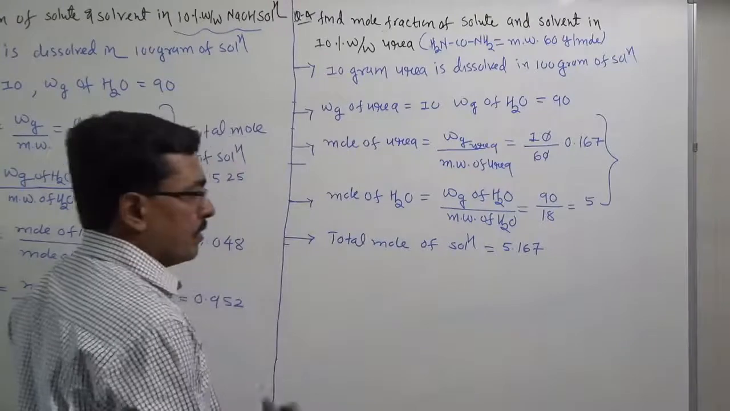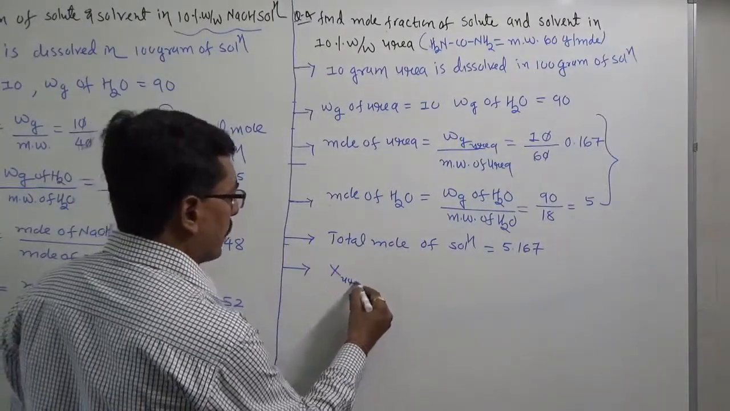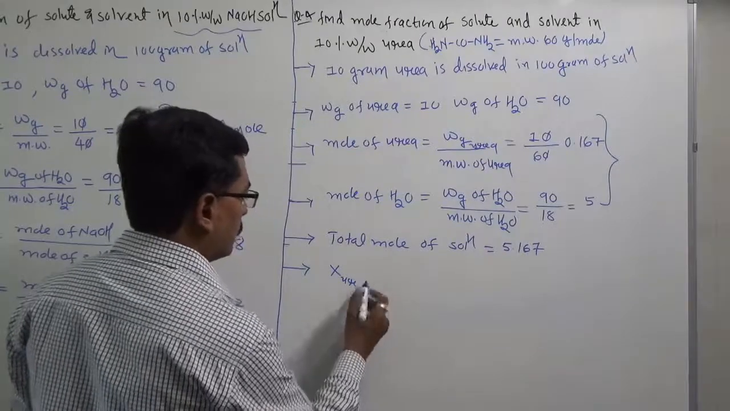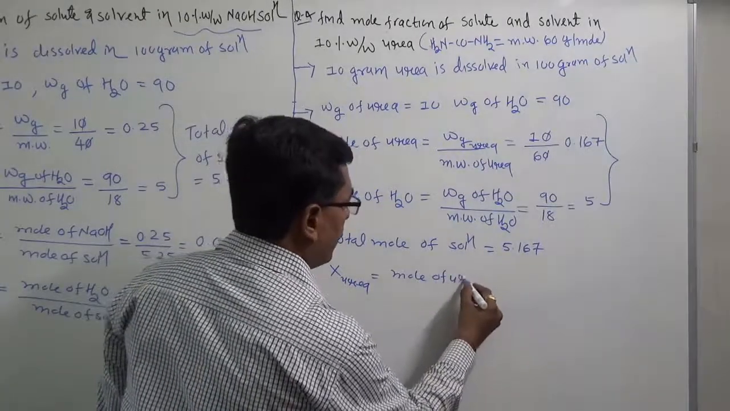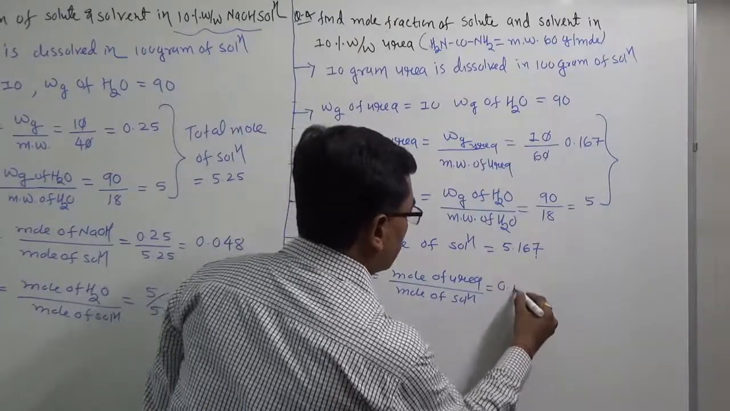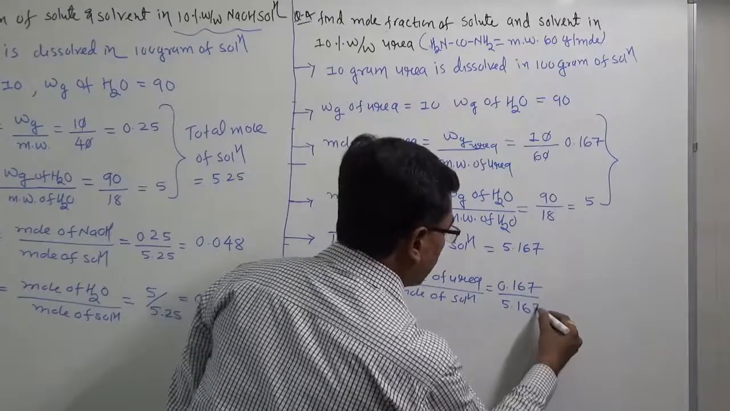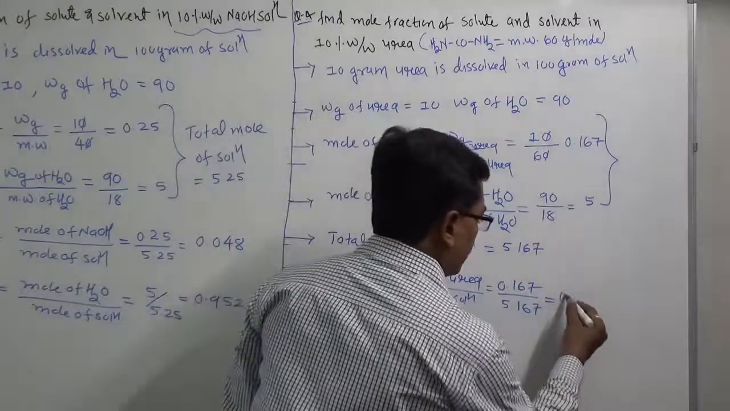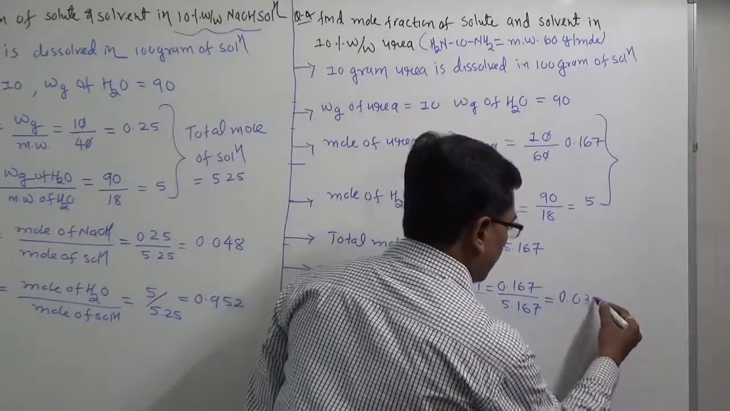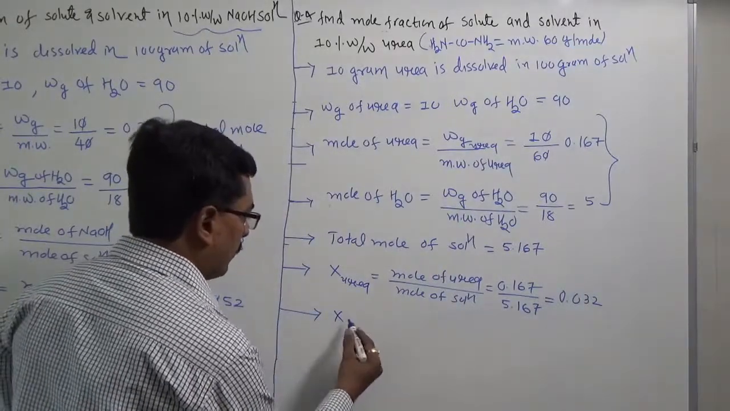5.167. Now if you know this, then you can find the mole fraction of urea. Mole fraction of urea equals mole of urea divided by mole of solution. Now mole of urea is 0.167 and divided by 5.167, you will get the answer 0.032.